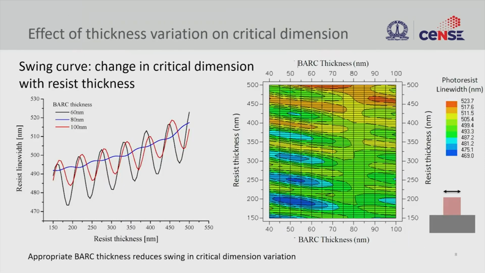And another important thing to understand is swing curve, right. So, swing curve is nothing but variation in critical dimension with respect to resist thickness, right. If there is a thickness variation, your resist line width will change. Okay. So, the reason for this is twofold. One is your amount of energy that you have, and also your reflection.